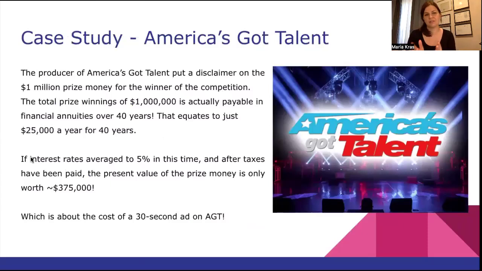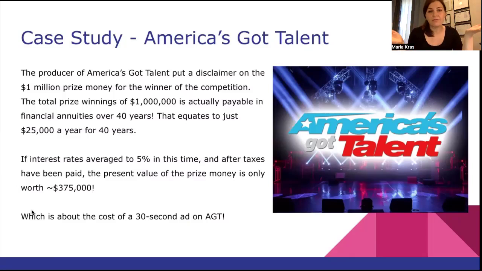I want to pause here a little bit. You probably know the America's Got Talent show, right? You probably know that the winner is supposed to receive $1 million. However, the producers of this show are very clever. They have a disclaimer in the contract with their participants, and the total prize is actually payable annually over 40 years. So it's like a financial annuity over 40 years.